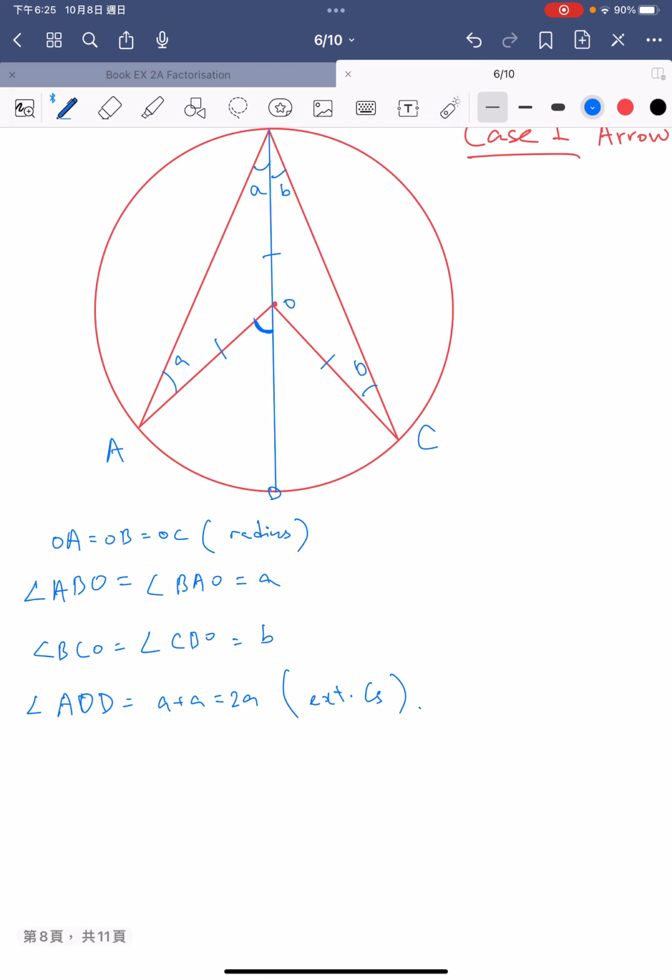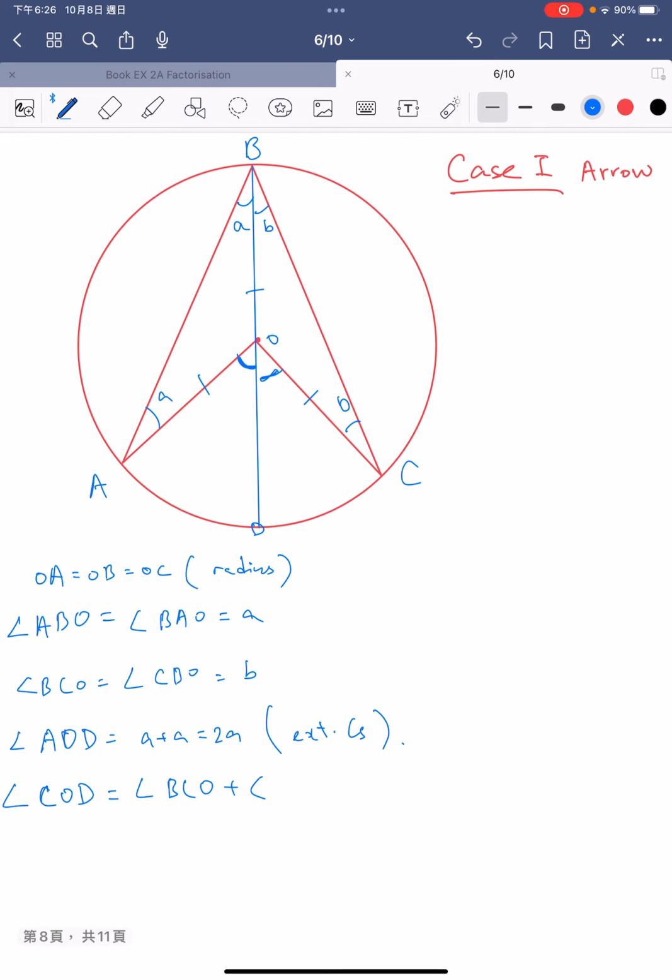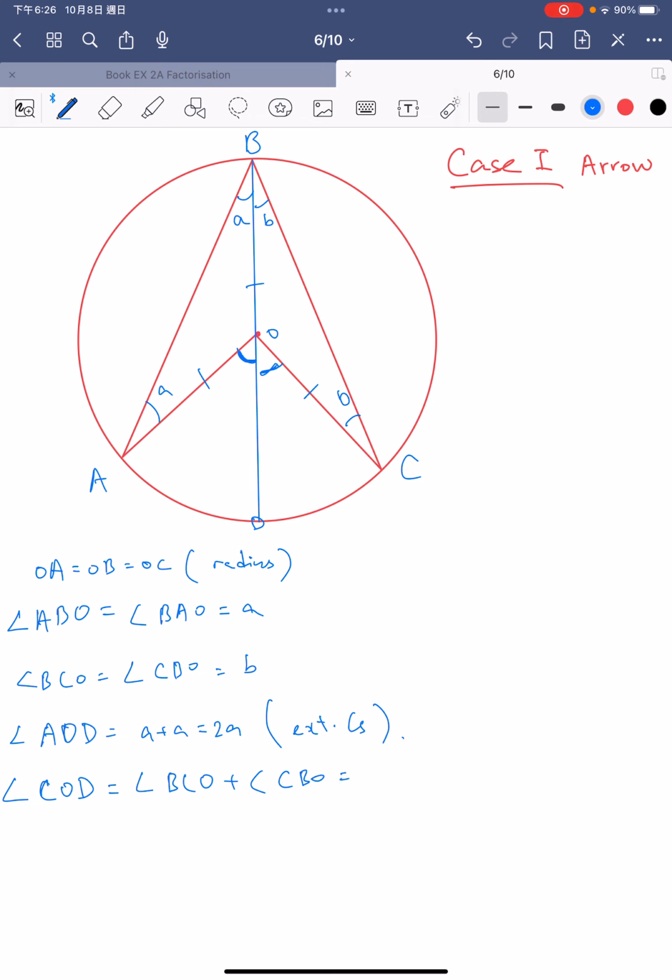And then now we have the similar one. We have the angle CBD is actually equal to the angle COD. So this is something that we want to find. So the angle COD is actually equal to the angle BCO plus the angle CBO, which is equal to B plus B, giving you 2B. The reason for that is still the same, the exterior angle.